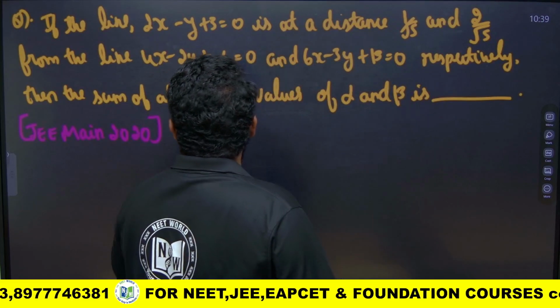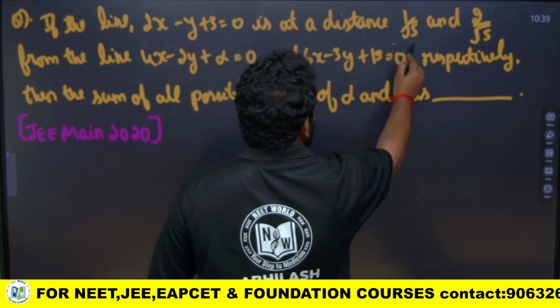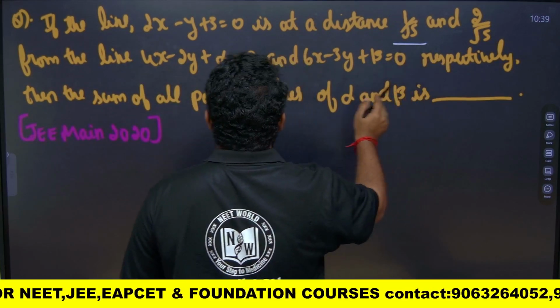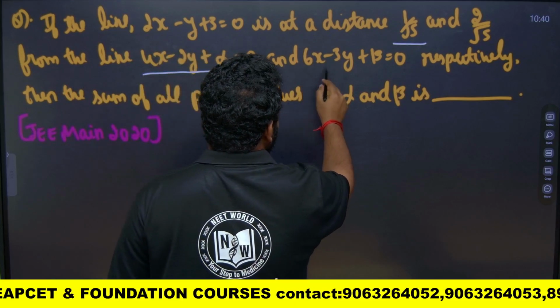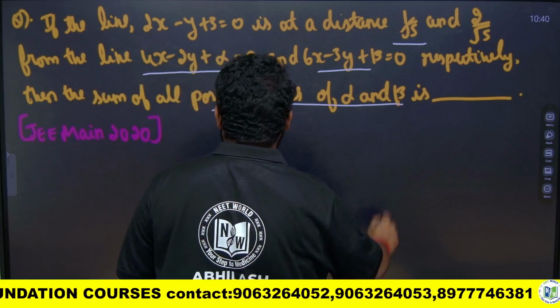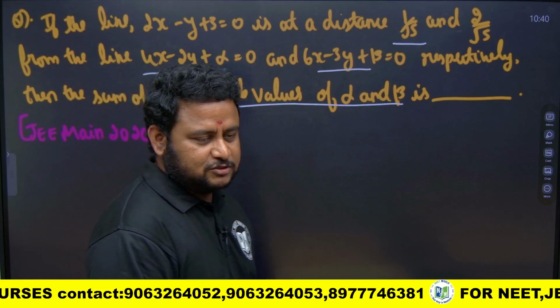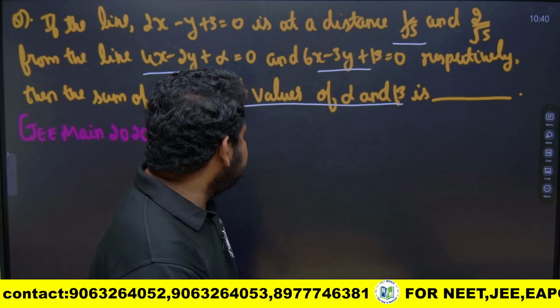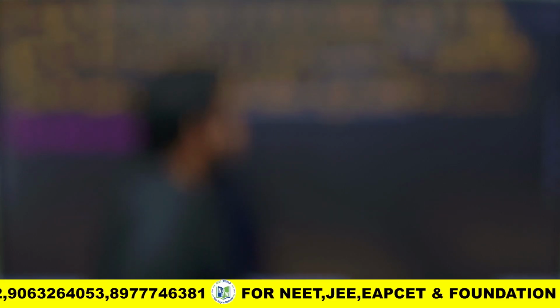Look at this. If the line 2x minus y plus 3 is equal to 0 is at a distance 1 by root 5 and 2 by root 5 from the line 4x minus 2y plus alpha and 6x minus 3y plus beta is equal to 0 respectively, then find the sum of all the possible values of alpha and beta. JEE Main 2020 question, numerical value based question, not the objective type question. Okay, this is what is given. They have given a line and they are telling the distance of it from other two lines.